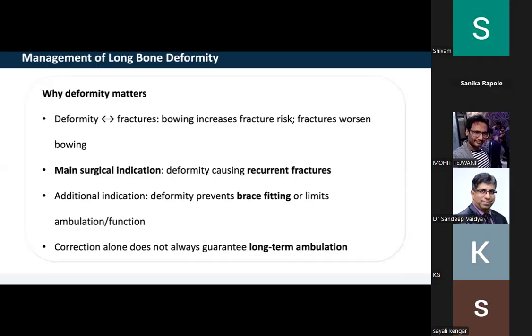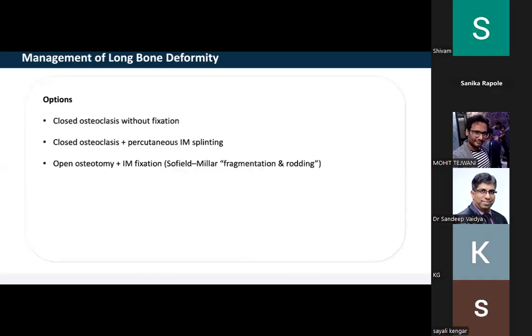So, main surgical indications are recurrent fractures due to this deformity and the deformity preventing bracing or impairing function of the child. Correcting deformity is going to help the mechanics, but long term ambulation is going to be dependent on the overall severity, endurance, rehab, and the status of the spine, and not just straight bones. So the options range from minimally invasive to open rodding. You have to choose based on the size, age, fragility, and medical stability.